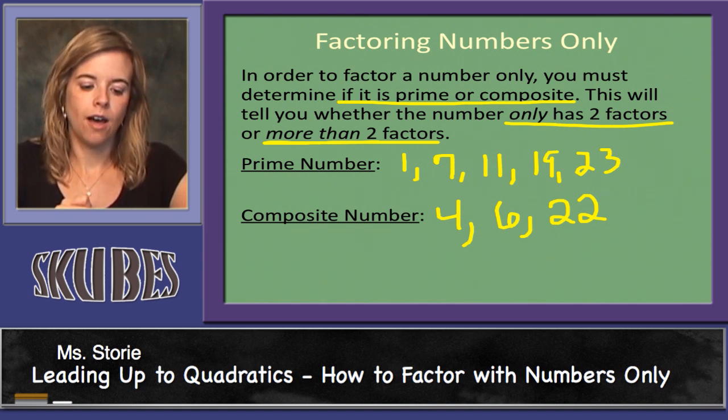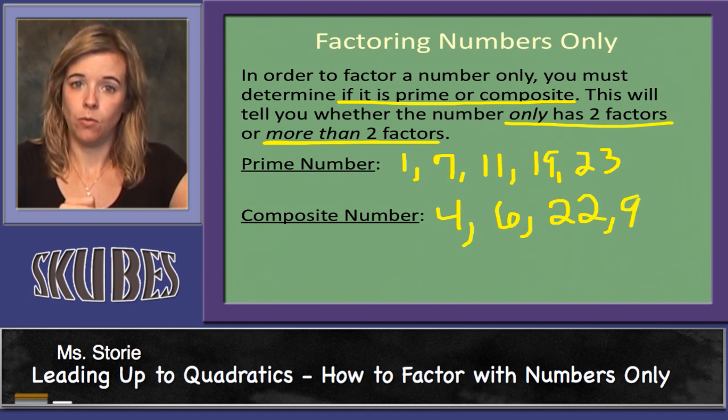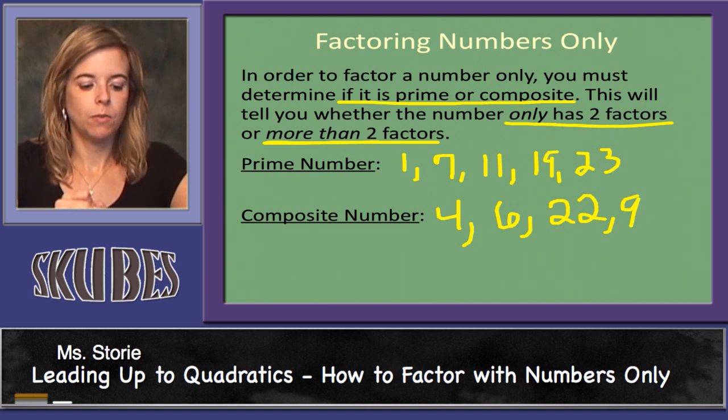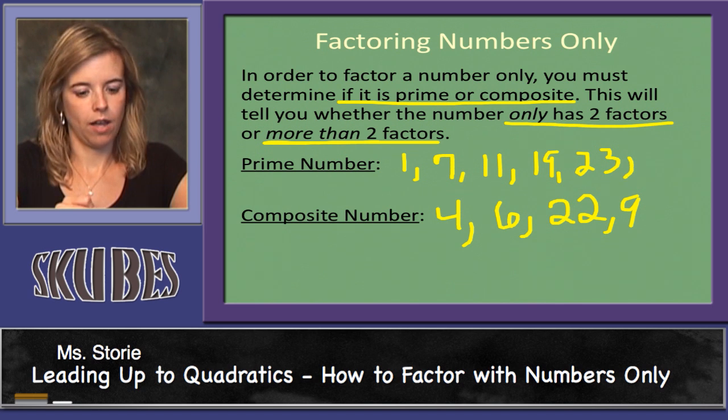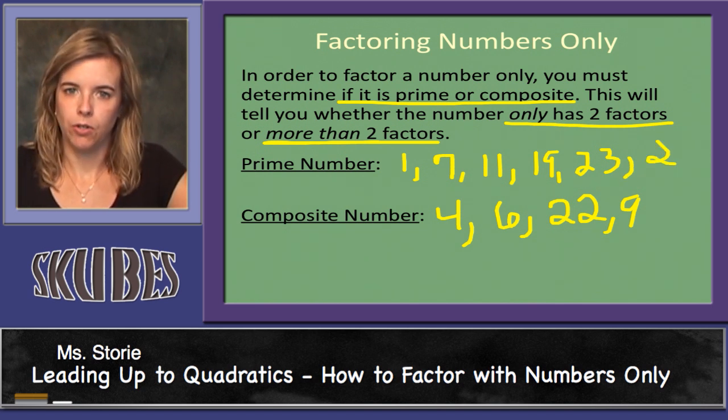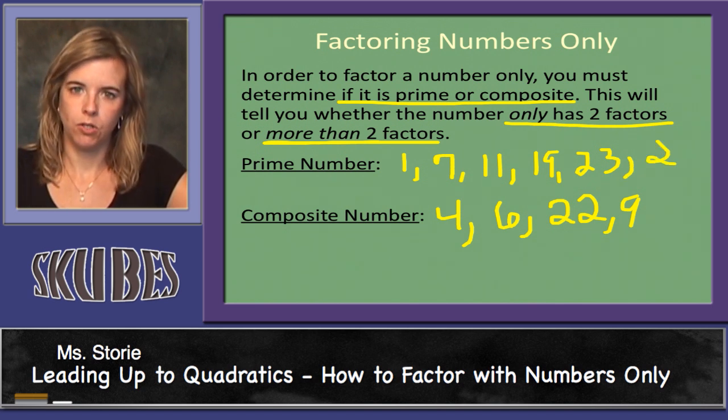Now, just because it's an odd number doesn't mean it's a prime number. 9 is a composite number because 3 times 3 and 1 times 9. And likewise, just because it's even doesn't mean it's not prime. An even number can be prime. 2 is a prime number. You can only create it by multiplying 1 times 2.